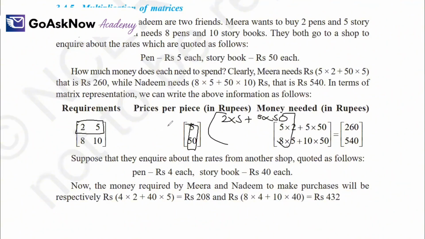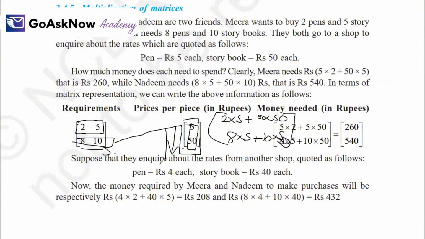Okay. And what is the second element of this matrix? 8 into 5 plus 10 into 50. So this horizontal arrangement is multiplied by the vertical arrangement, and you will get 540 as the resultant.